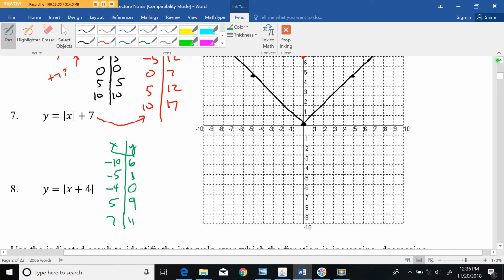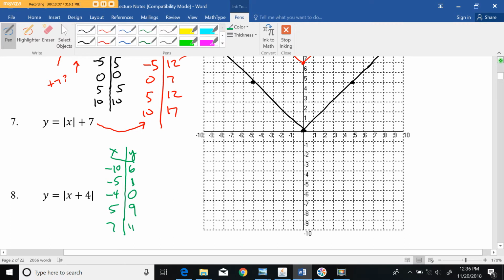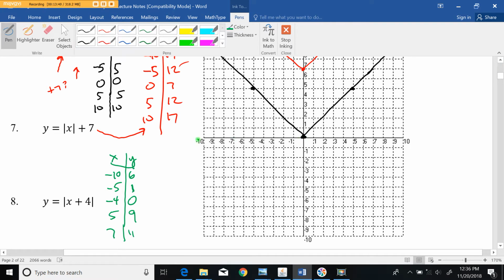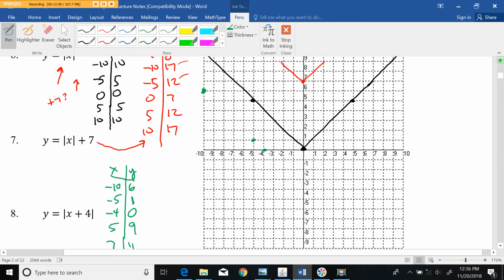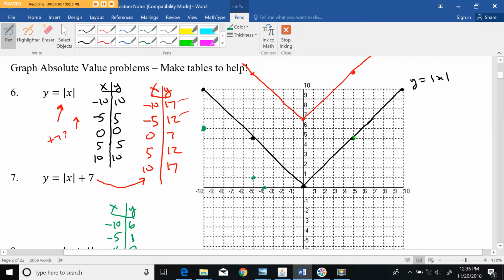Okay, negative 6, 10. Or, I'm sorry, negative 10, 6. Negative 10, 6. Negative 5, 1. Negative 4, 0. 5, 9. Ooh, that's off my screen. 5, 9. And maybe one more in here wouldn't hurt too.